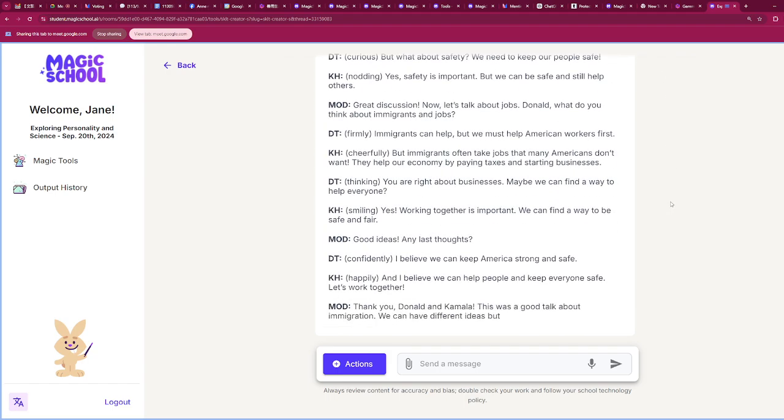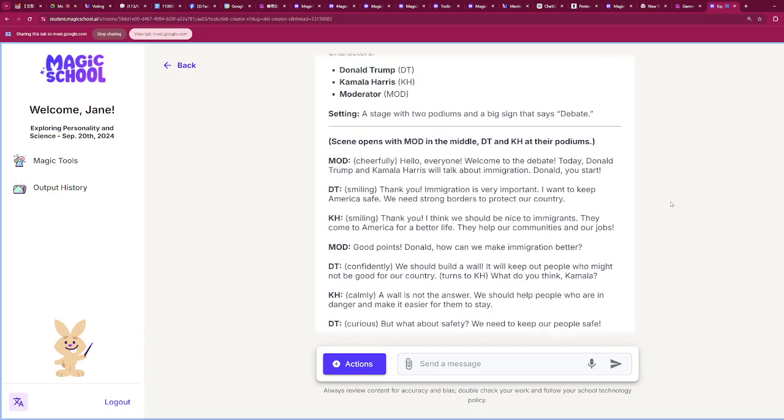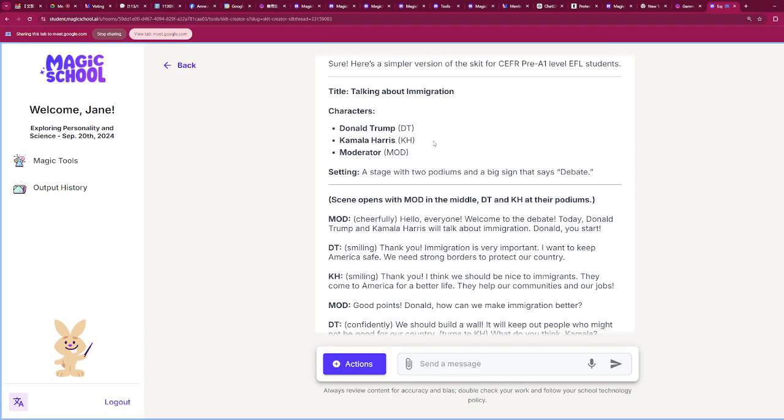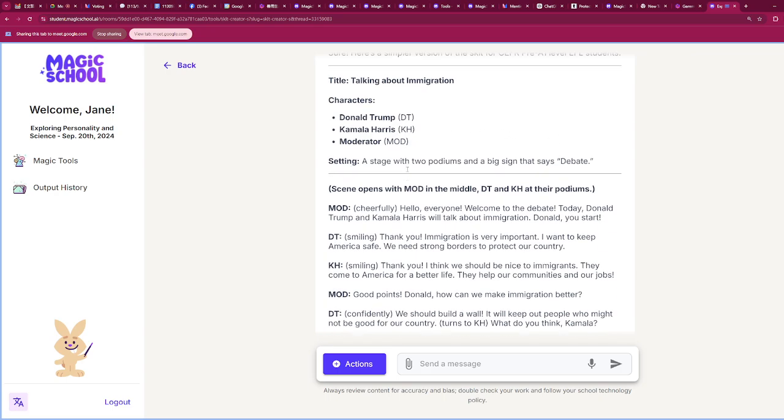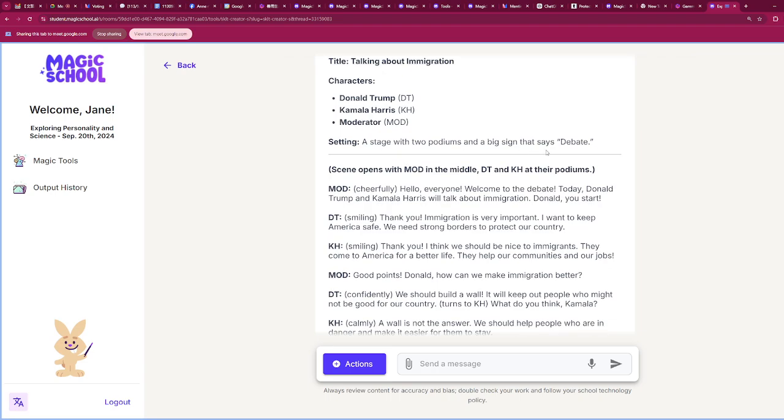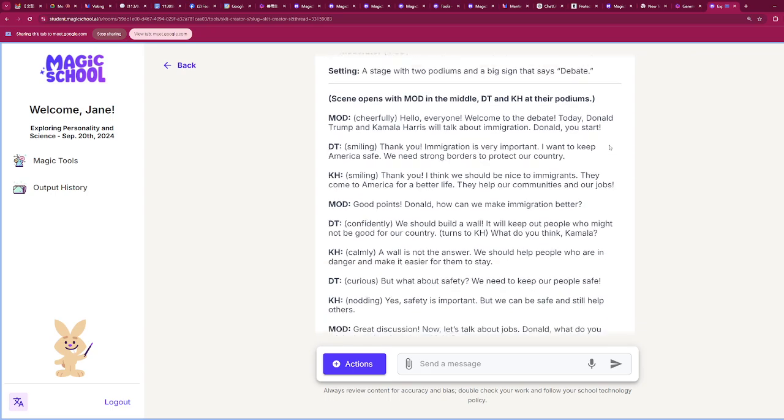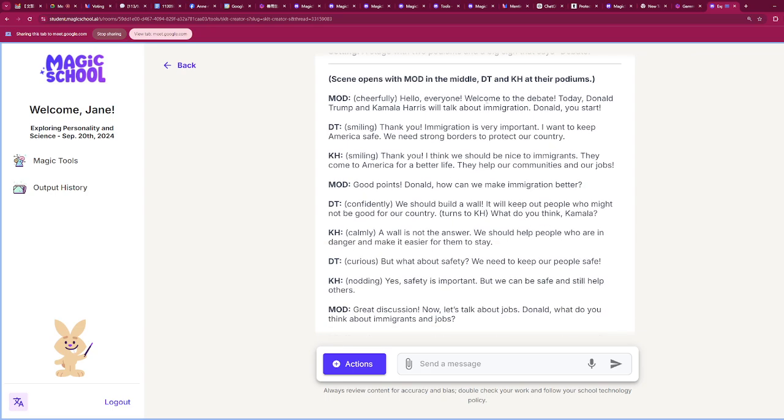All right, so this is much better. Okay, so we have Donald Trump, Kamala Harris, and a moderator, a stage with 2 podiums and a big sign that says debate.